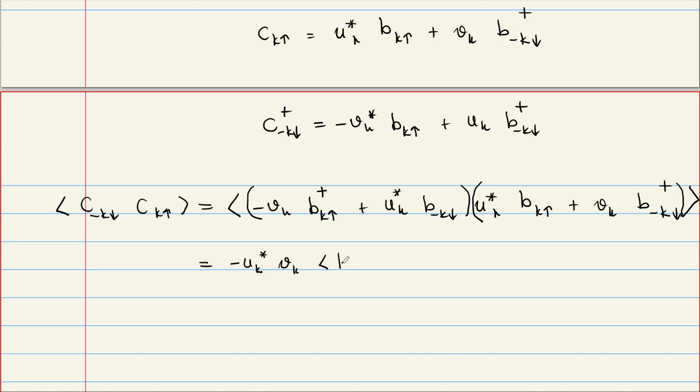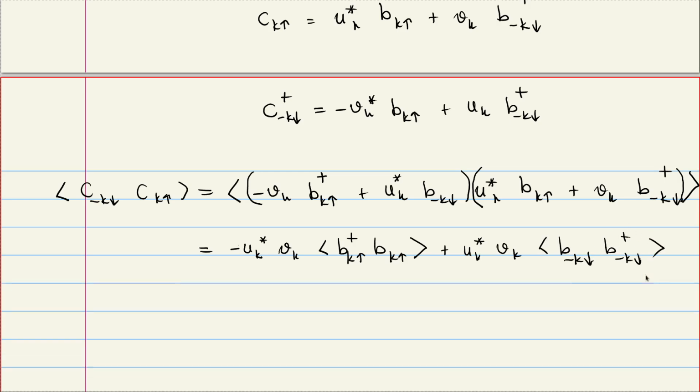v k, expectation value of b k up dagger, b k up. Now b dagger b is the quasi-particle number in the diagonal basis, so this is good. The b dagger b dagger term is going to be non-contributing, and the b b term is gone too. The last one is plus u k star v k, expectation value of b minus k down, b minus k down dagger. Good.